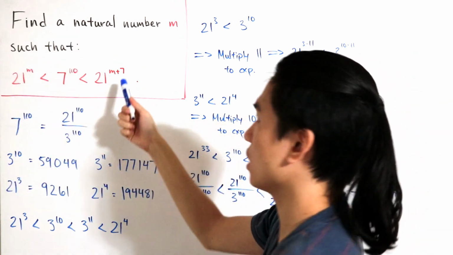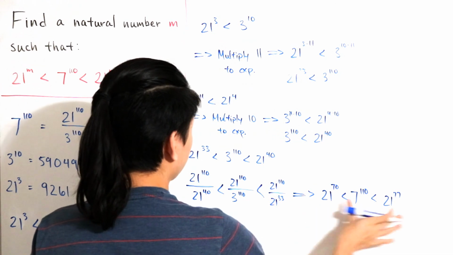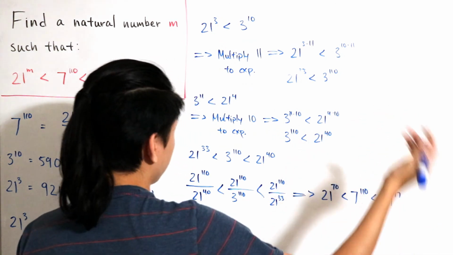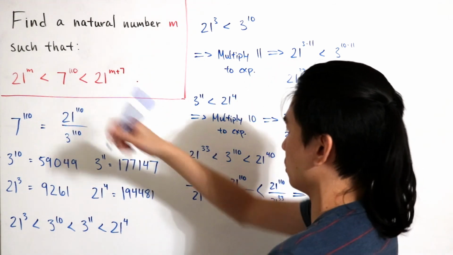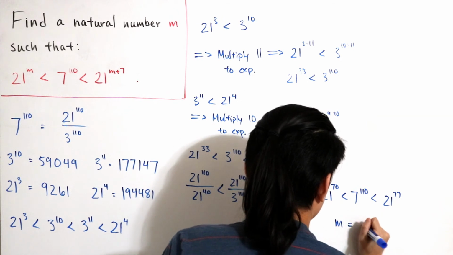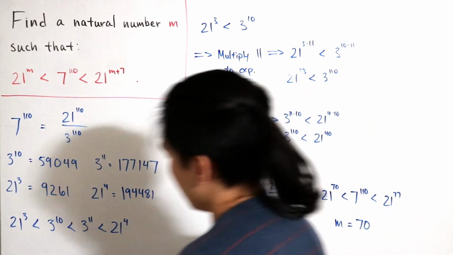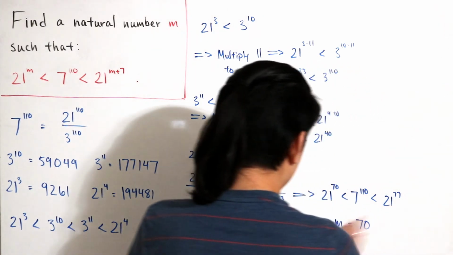So m and then m plus 7. If you look between the left hand side and the extreme right hand side of the inequality, we can see that we have found our natural number m forming this bound. So m in this case is equal to 70, and therefore we are done, just like that. So there it is.